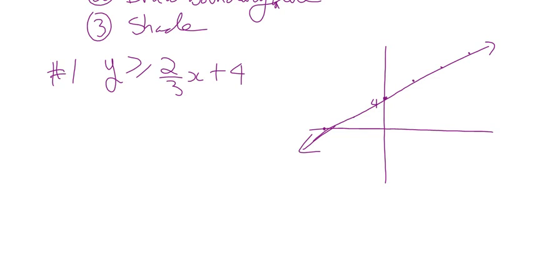Okay. So, we isolate the y, already was. We graph the boundary line. If it is strictly less than or strictly greater than, we will draw a dashed line to say that points on this line are not a solution to the inequality. However, if it includes equal to, any point on this line is a solution to this inequality, it will be true.